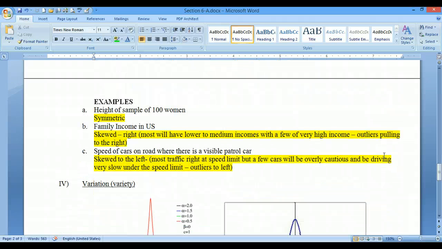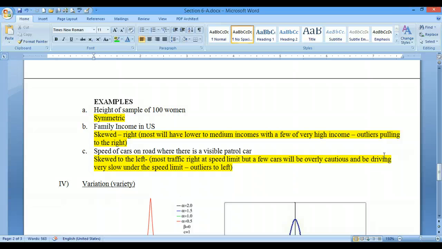Some examples. If I take the height of a sample of 100 women, well, we already talked a bit about that. It's going to be unimodal and pretty symmetric. I'm going to have a couple of lower heights and a couple of taller, and it's going to end up balancing out nice and even.